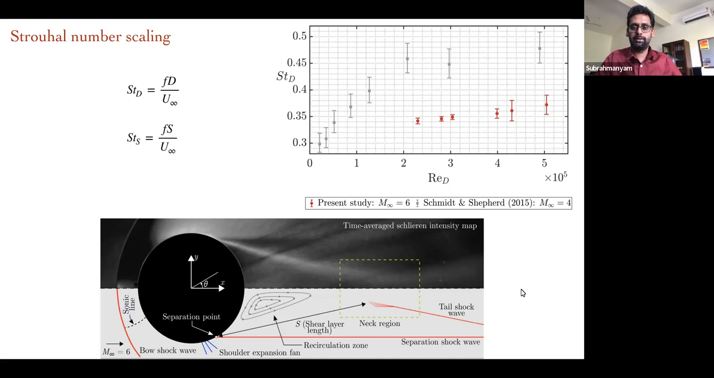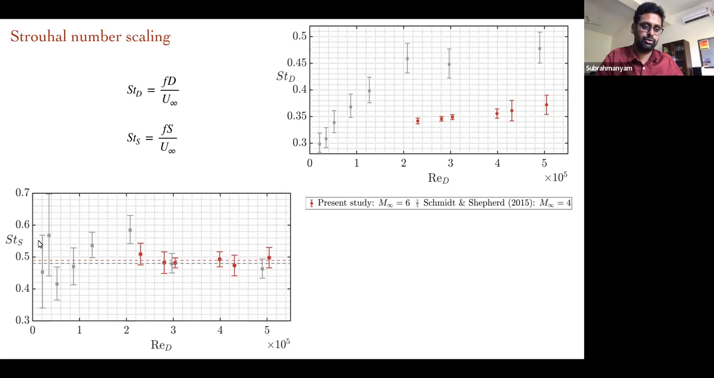So now let's look at the Strouhal number constructed using the shear layer length S. So this is St_S versus Re_D. This plot tells you a very different story, right? Firstly, you see that in both data sets, there's no systematic trend of St_S versus Re_D. So what we have here is a sort of universal behavior. The universal Strouhal number that was proposed by Schmidt and Shepherd is 0.48, and what we see in our data is 0.49. So there's a very close match between the two values.